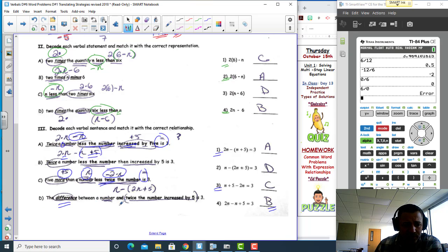Letter D, the difference. Difference means subtracts between a number. We don't know the number. We'll call it n. And twice the number increased by 5. You've got to group those quantities together, and you're subtracting it from n, and description D would have been response 2.